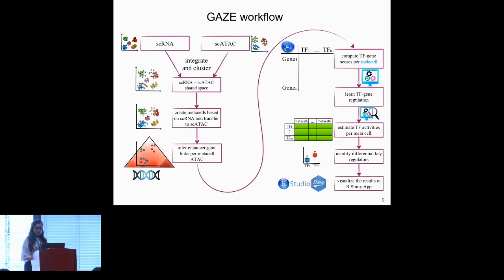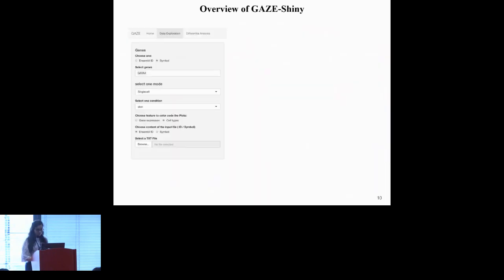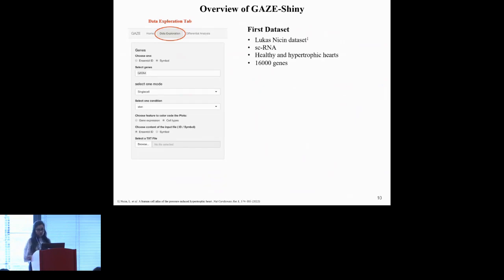Now I'm going to show you some screenshots of our Gaze Shiny. Our app has some tabs. The first one is data exploration. And here I'm going to show you the Lucas Nissin dataset, which is single cell RNA for healthy and heart disease. And it has 16K genes.